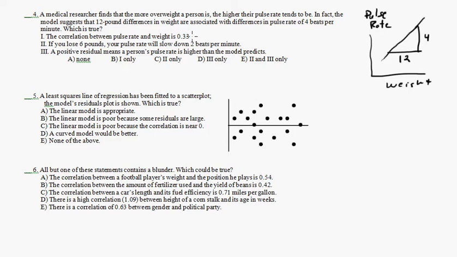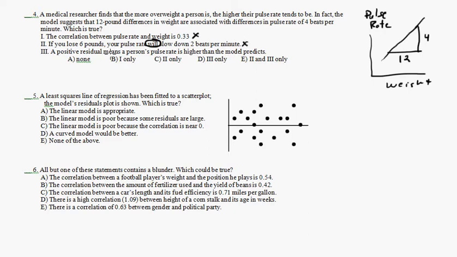Well, it doesn't really tell us anything about correlation. Just this tells us about the line. If you lose 6 pounds, your pulse rate will slow down 2. Well, yeah, according to this, but this is too strong a language right here. Will. You know, we should say the model expects, but it doesn't mean this is certain. This implies cause and effect, so this would be wrong.